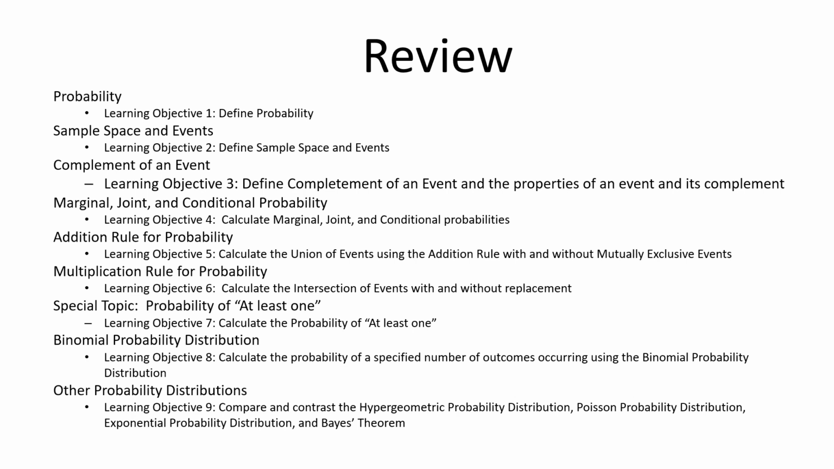After that, we got into the calculation side. So calculating marginal, joint, and conditional probabilities. Calculating the union of events, using the addition rule both with and without mutually exclusive events. Then we calculated the intersection of events with and without replacement. Then we calculated the probability of at least one. Then we used the binomial probability distribution to calculate the probability of a specified number of outcomes occurring. And finally we finished up looking at these other probability distributions like hypergeometric, Poisson, exponential, and finished up with Bayes' theorem.